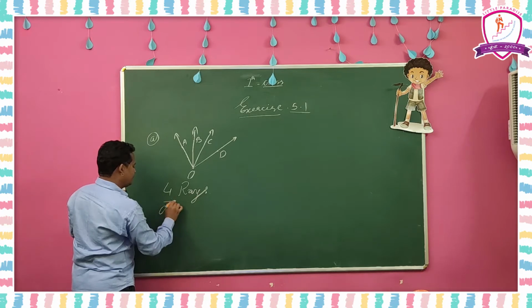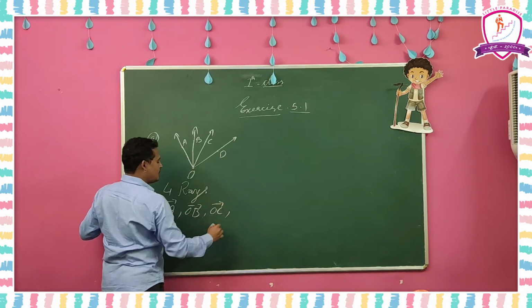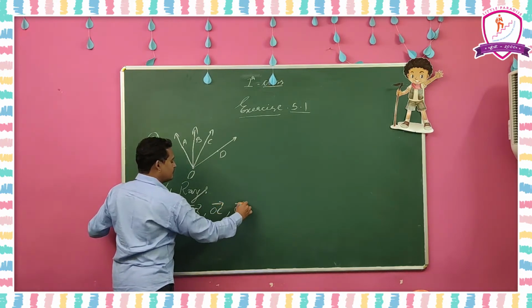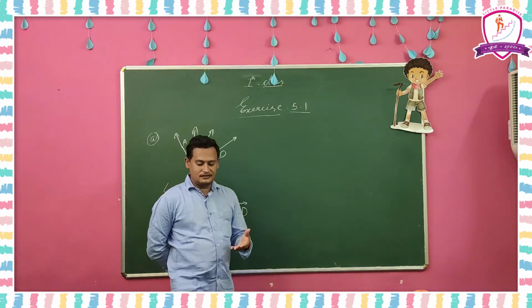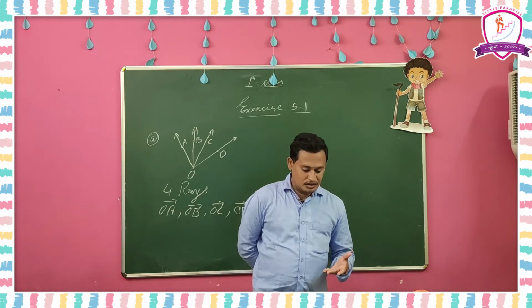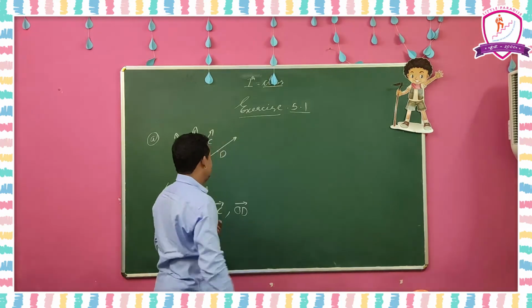Ray OA, OB, OC. When you are writing a ray, you can indicate it like this, OD. Like this you have to indicate. Understood? So next one is, in the given figure, how many line segments are there?